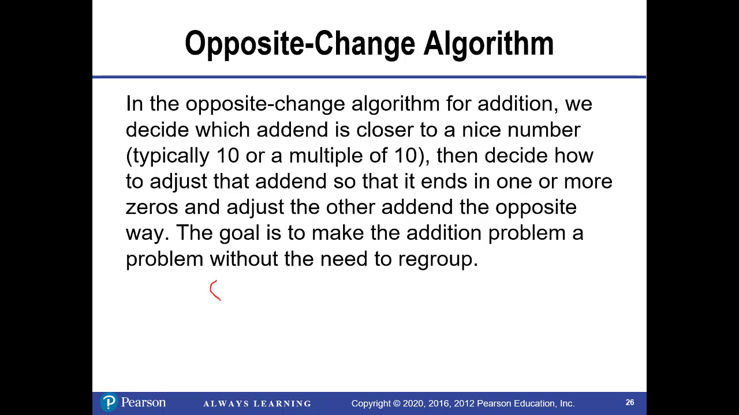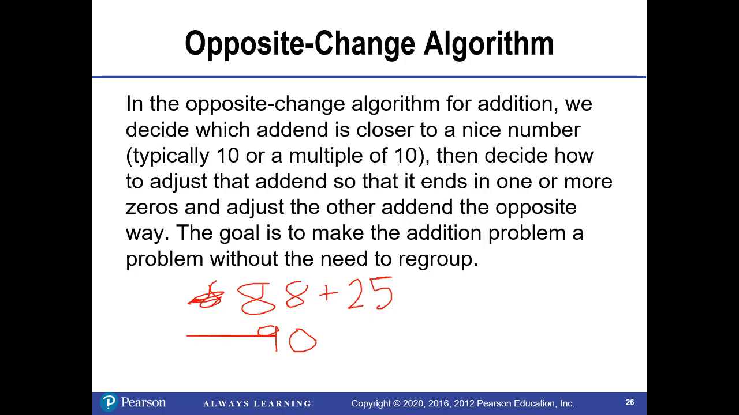Let's say I wanted to add without regrouping, that's a horrible writing. I wanted to add 88 plus 25. Here's how the opposite change works. Which of these is closer to a nice number? 88 is closer to 90 than 25 is to either 20 or 30. So instead of 88, I'm going to add 90.